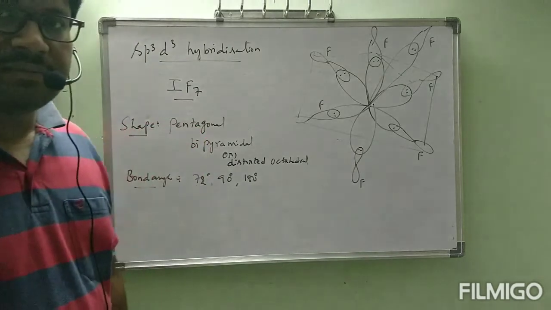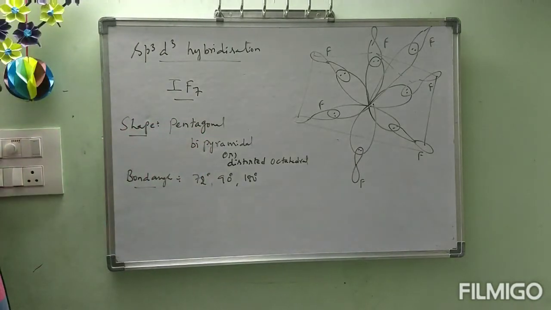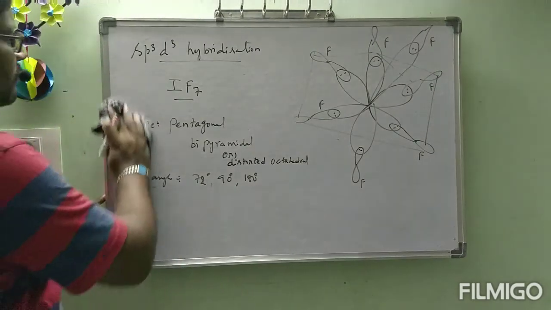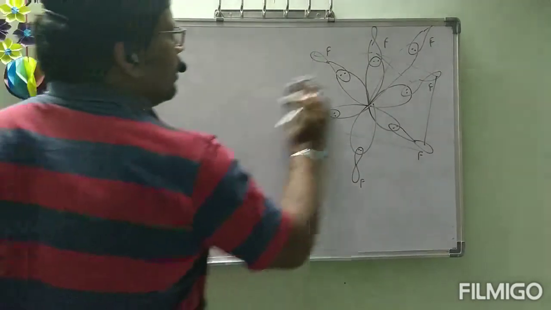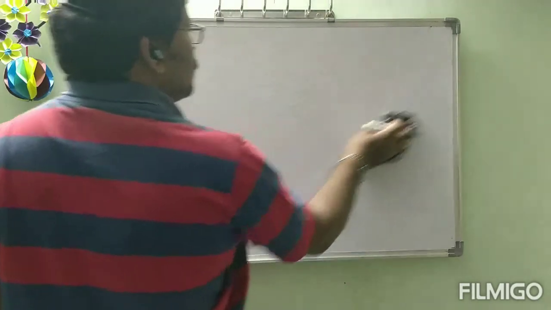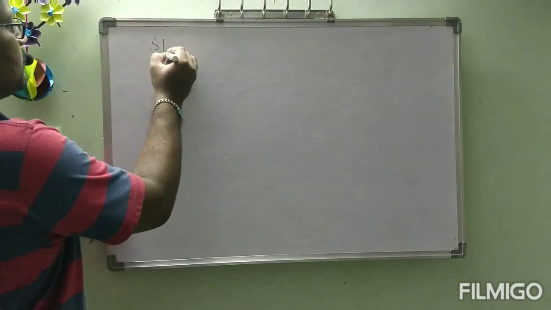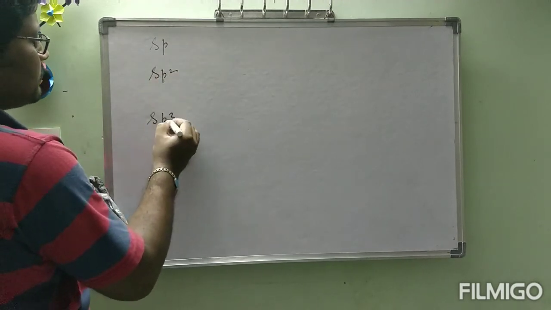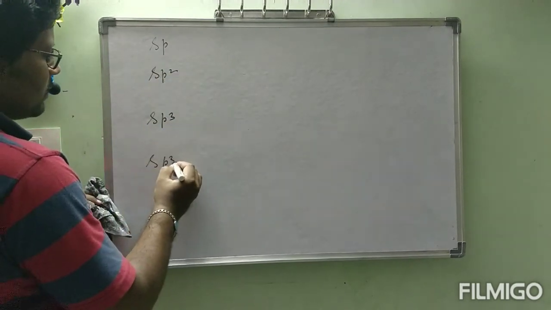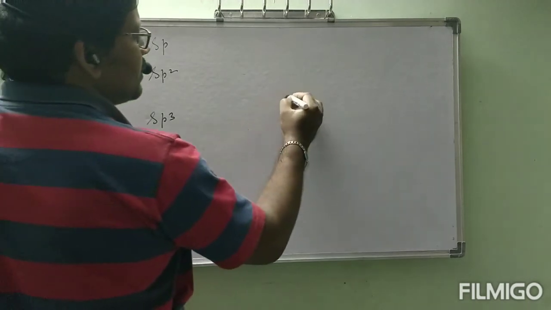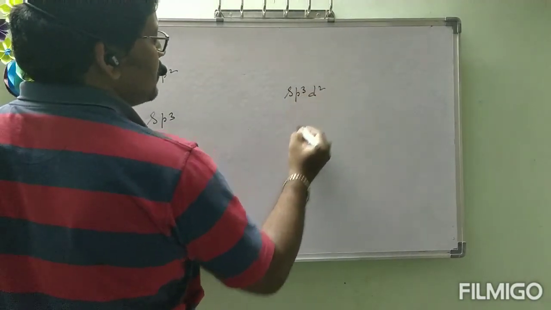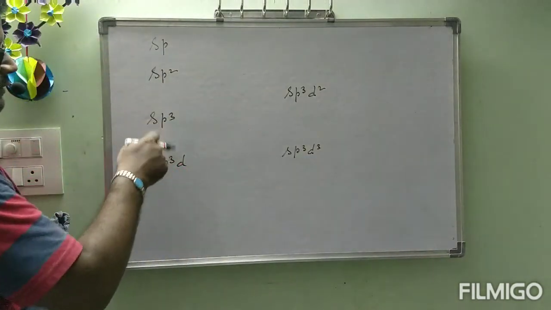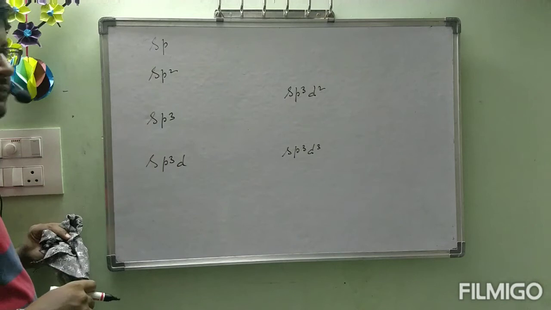Is it clear? Just once I will recall what are the types of hybridization we have gone through. We have gone through sp, sp2, sp3, sp3d, sp3d2 and sp3d3. 1, 2, 3, 4, 5, 6. 6 types of hybridization we have seen.